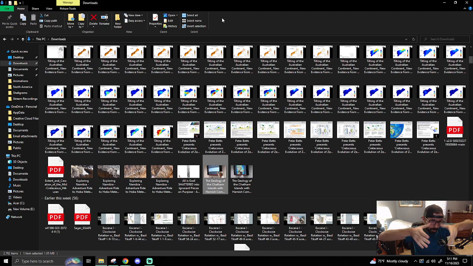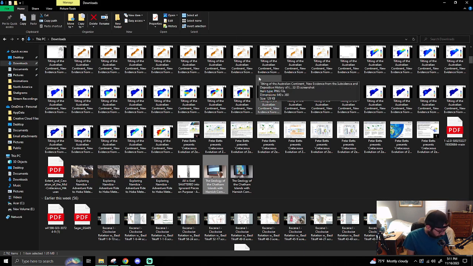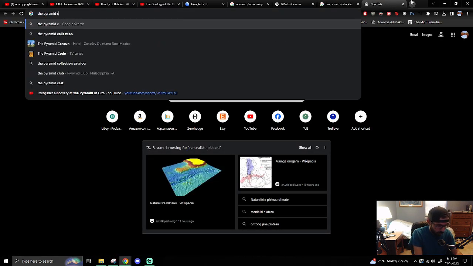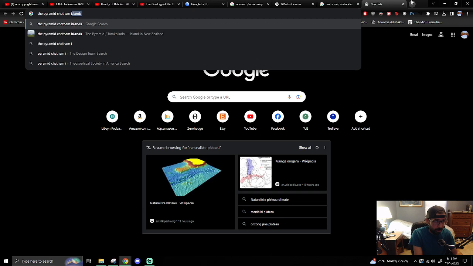layer atop the columns, but then erosion removed at least portions of that, so at times we can see just the basalt column that tends to be tapered at the top, emerging from the islands, which is pretty interesting. Like the pyramid, it's called. Maybe I can just search for it. The pyramid, Chatham Rise Islands.